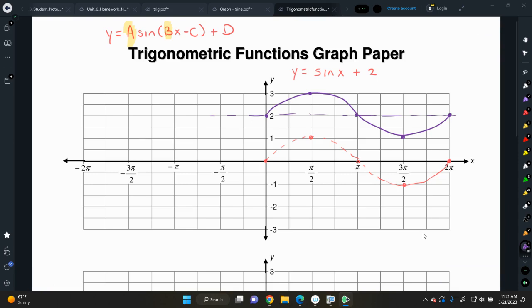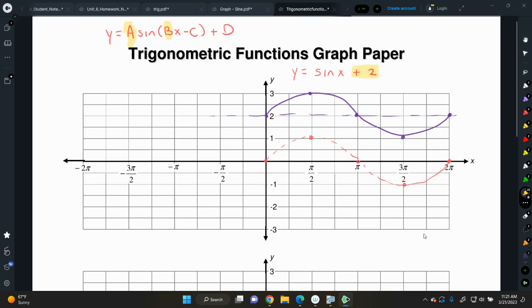So it just moves every point up. Once you get your base function in there, just shift it all up 2 points, okay? It's important to recognize, just by looking at the equation, I don't even have to graph it. I know that the rest position is at y equals 2. That's the rest position of this function.